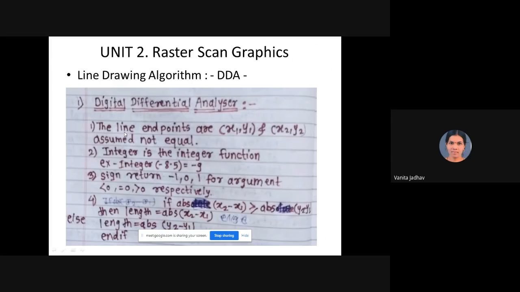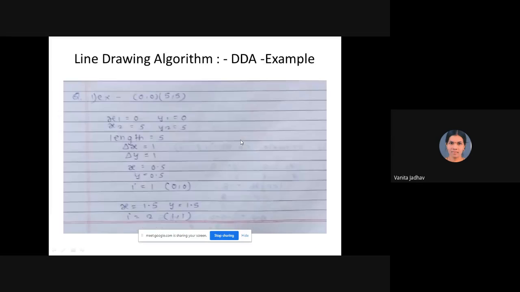So I will go to the previous slide. Over here the line endpoints are x1, y1, x2, y2. According to this line, what are the values of x1, y1, x2, y2? The values of x1 will be 0, y1 will be 0, x2 will be 5, y2 will be 5. So this is the example. Okay, next we have to calculate the length.